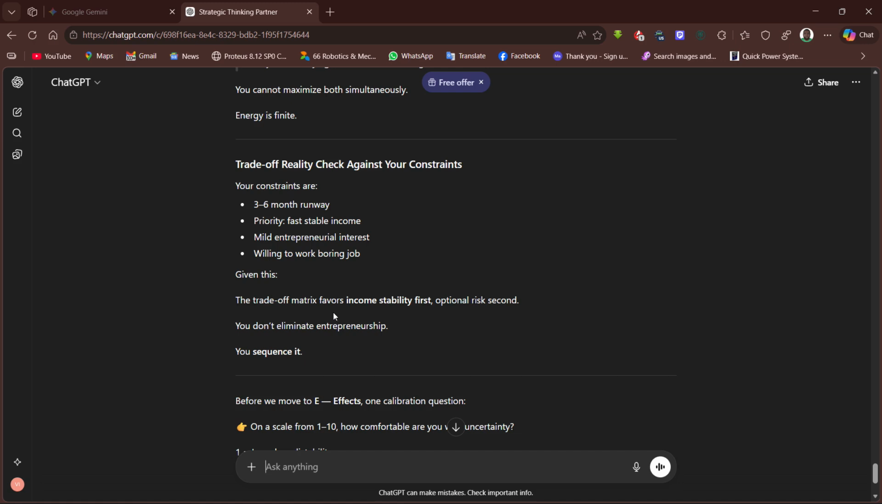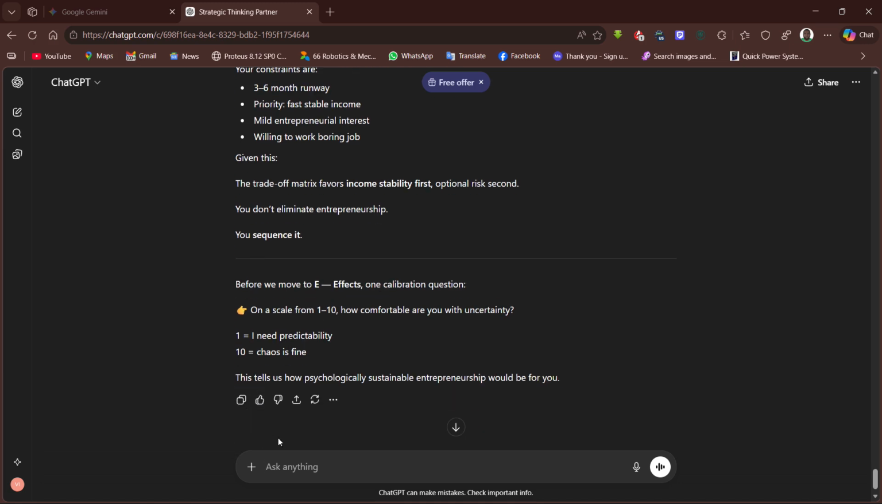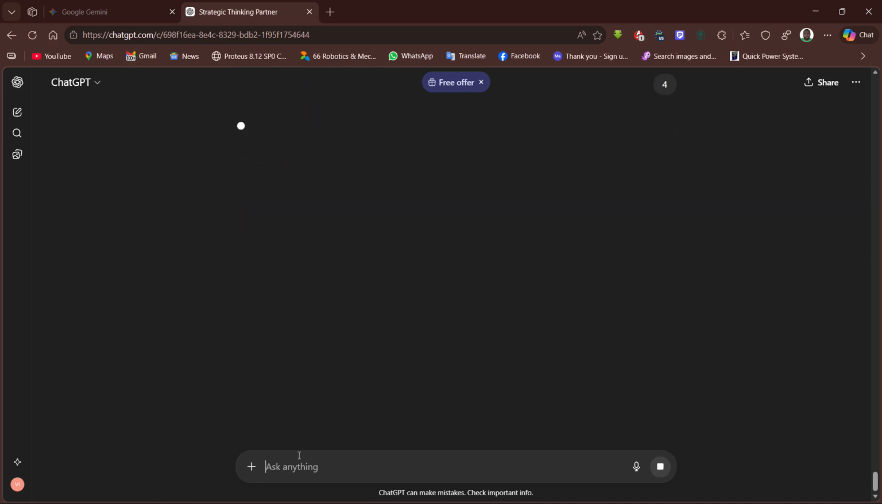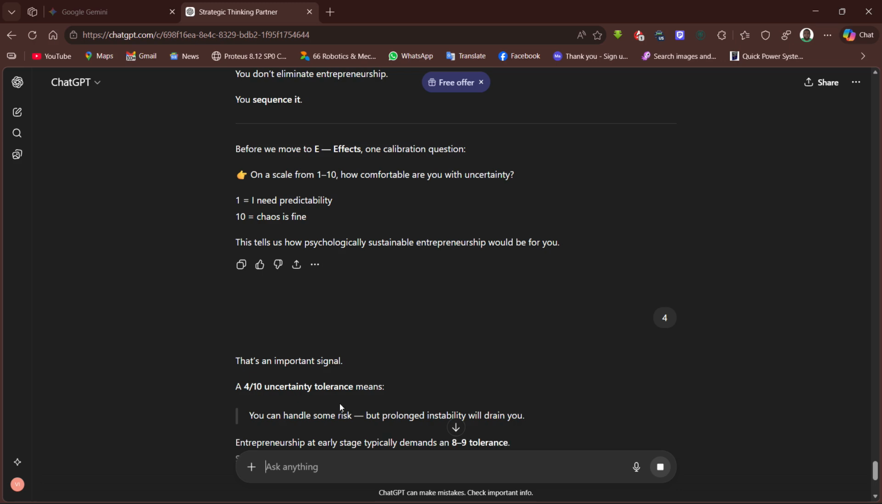Now, before we move to the effects, one calibration question: on a scale from 1 to 10, how comfortable are you with uncertainty? 1, I need predictability. 10, chaos is fine. I'm going to say I'm somewhere around 4 for this. And then see, you must answer the questions before moving on.